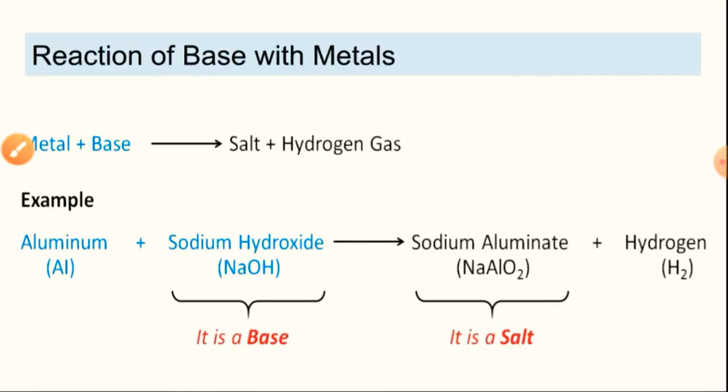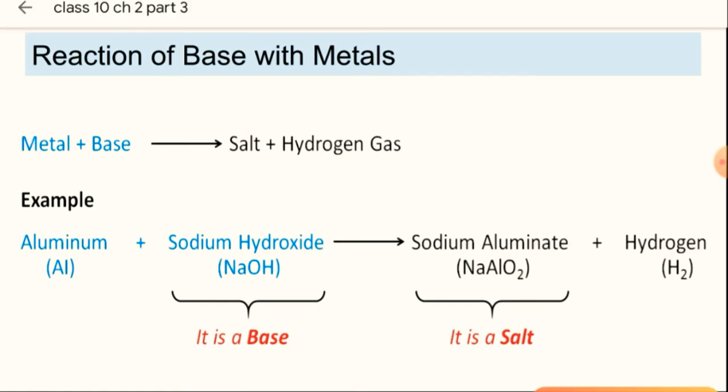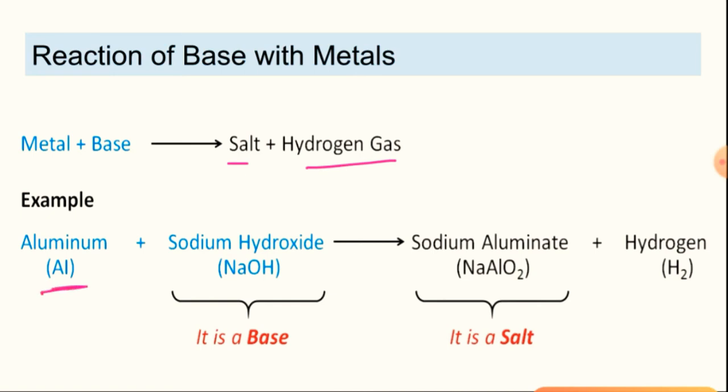Okay, now how does a base react with metals? Whenever a base reacts with a metal, it forms salt and hydrogen gas, same as the acid. So for example, we have taken aluminium as the metal and sodium hydroxide as a base. In a base, we always have OH ions in the chemical formula. Now what will happen? The hydrogen will get removed to form hydrogen gas. Now we are left with sodium oxide here and aluminium here.